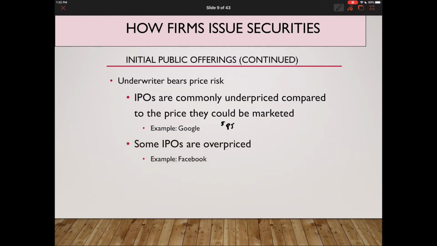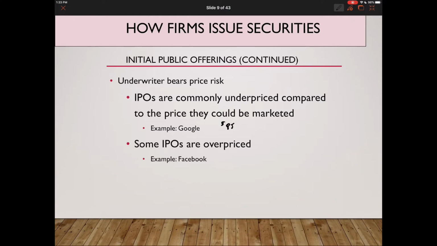Some IPOs are actually overpriced. An example would be Facebook. So Facebook went public on May 18th, 2012 on NASDAQ, and their IPO price was $38 per share. In day one, their return was 0.6%, and then for the first year, it was a negative 31%. So it was actually overpriced on this initial public offering. Now, since this initial offering in 2012, the stock price has gone up considerably, but at the initial offering and for that first year, the prospects of this company were much lower than the initial IPO price.